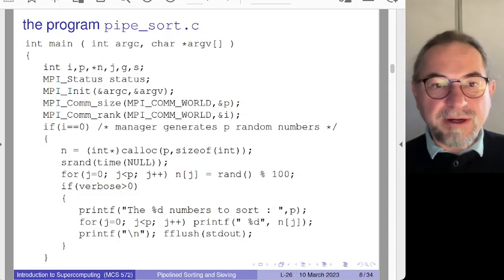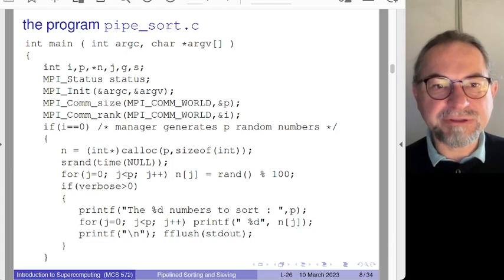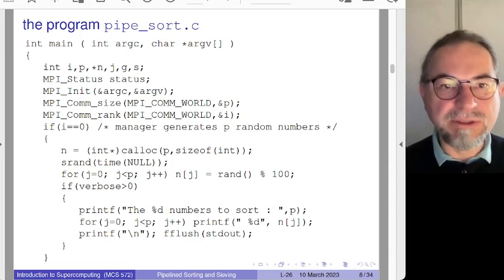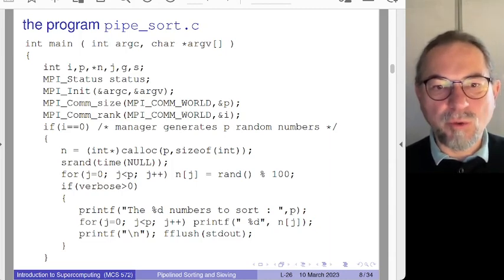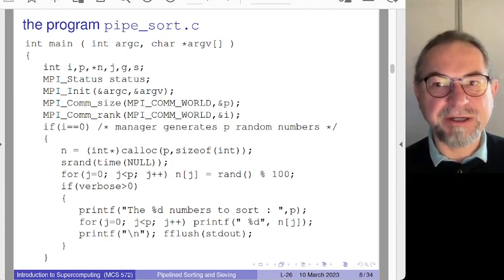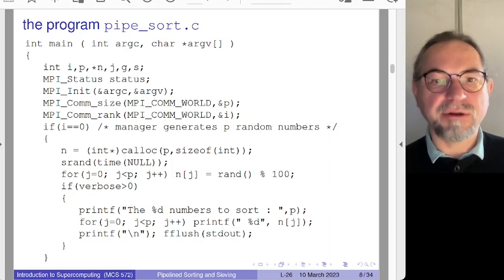Okay, let's do some MPI. So the manager generates as many random numbers as there are processors. The numbers are allocated in the array n. n is an array which exists only on the manager. So the manager will write the numbers and will pass the numbers one after the other in the pipeline. So the manager compares every number to the smallest number and each time sends the larger number through.